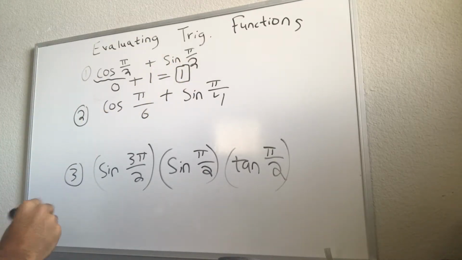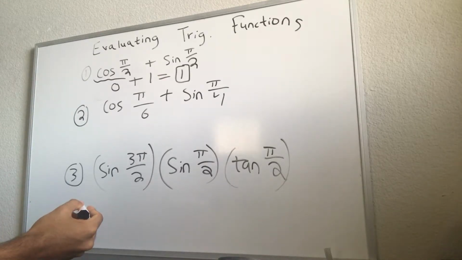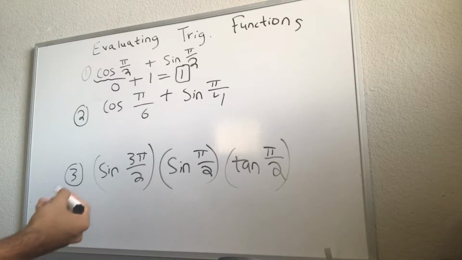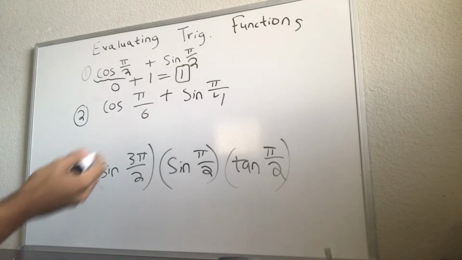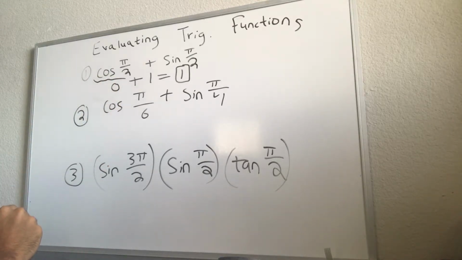Moving on to problem 2, we have cosine of pi over 6 plus sine of pi over 4. If you again recall that same concept, taking a small angle and taking its cosine will give you a much larger value. Usually we have pi over 6 and pi over 3 as the reference angles, so this one's relatively smaller, therefore we should be expecting the larger value.